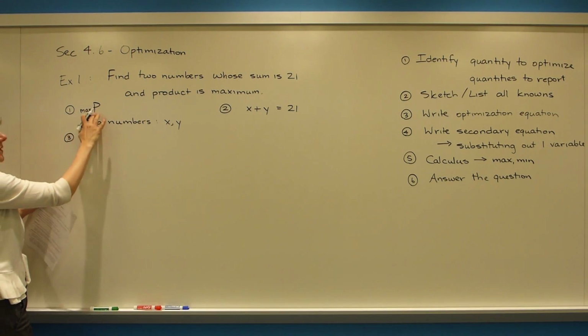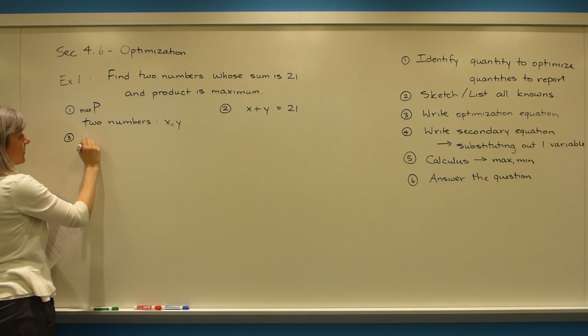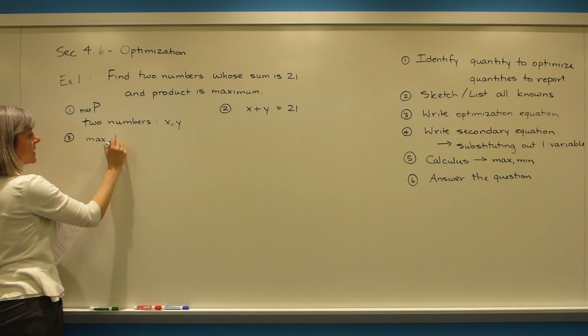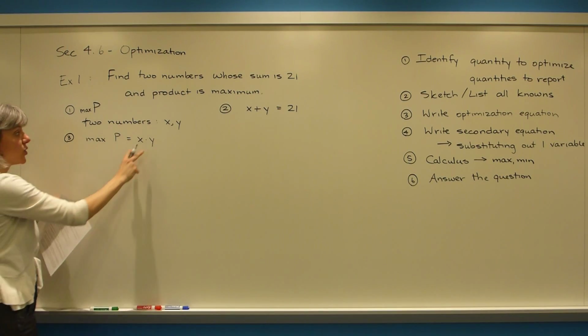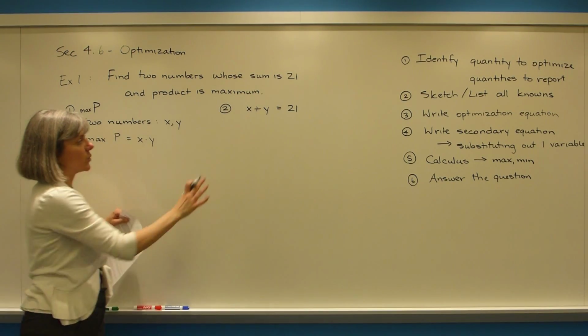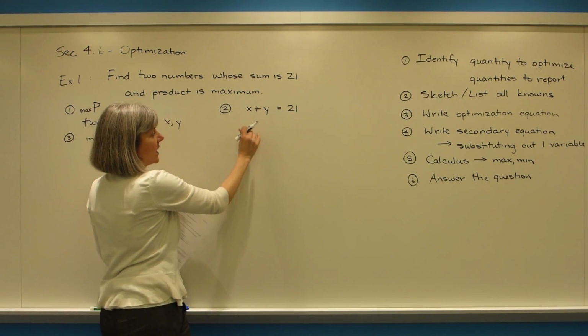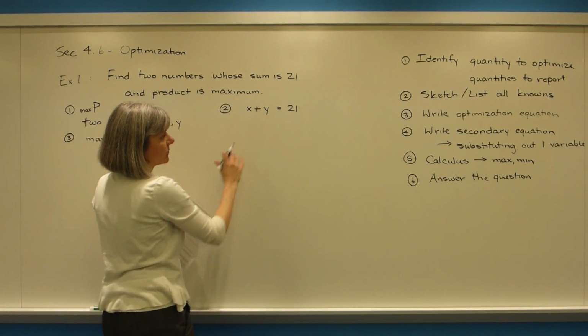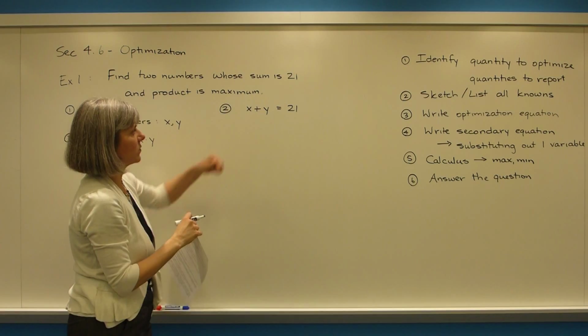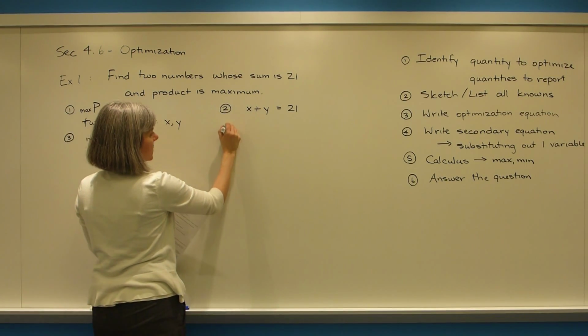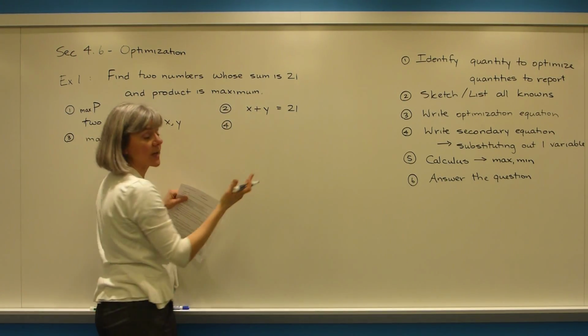So now we're going to go back to what we're trying to maximize. We're trying to maximize P, the product. That means X times Y. Again, two variables. We can't have that. So we'll come back over here. Well, I guess that's my secondary equation. That's part of what I knew. So this is actually, in this case, also step 4, the secondary equation. Now I'm going to solve it.